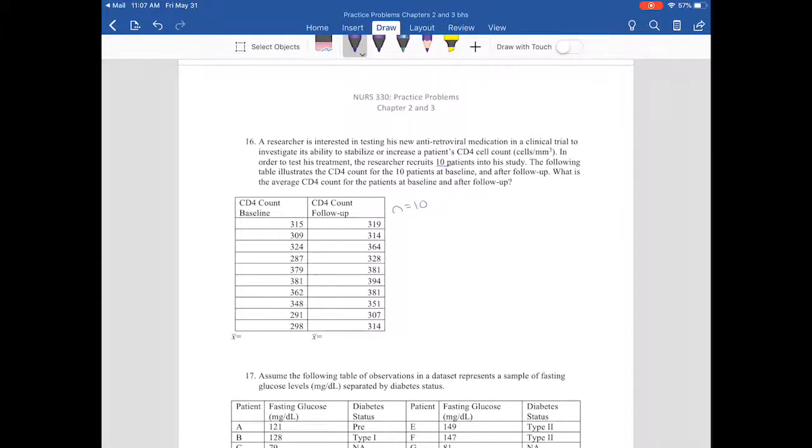When we add up their baseline counts and then divide by the total number of 10 in the baseline, it's 3,294 divided by 10. It's going to give us our X bar of 329.4. And in our follow-up group, it's going to be 3,453 divided by 10, which is going to give us our average of 345.3.